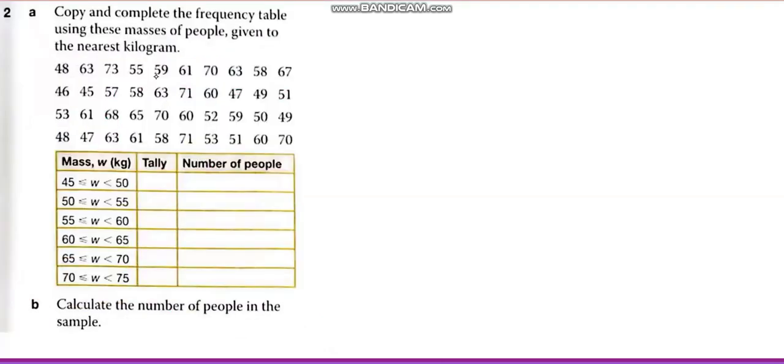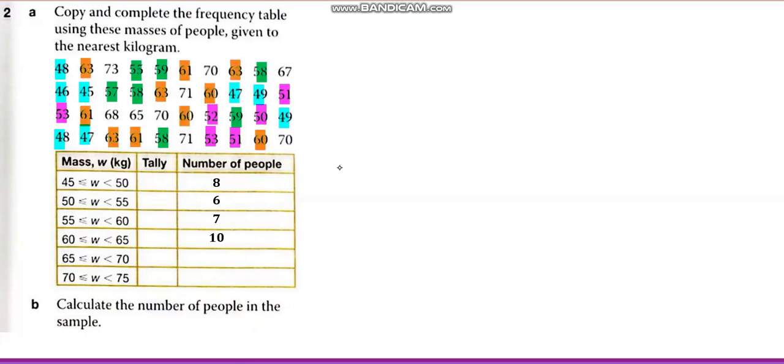In the next question, again, we are given data. It says copy and complete the frequency table using these masses of people given to the nearest kilogram. Let's count how many people have mass equal to 45 and less than 50. In total, there are 8 people in this interval. Then similarly, there are 6 people in this interval, and there are 7 people in the next interval. Then there are 10, then 3, and then 6. Meaning there are 6 people who have mass equal to 70 or less than 75 kg.